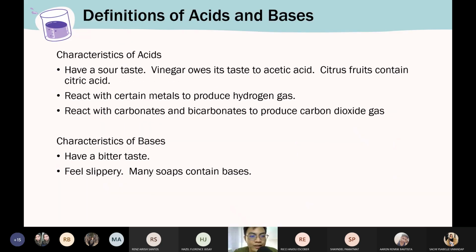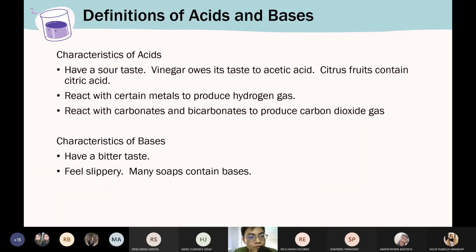So let's have a review of Gen Chem. Okay. Well, last year, you are familiar with this slide, right? Nasa PowerPoint to last semester. So, we said that acids are generally sour. Yung suka, maasim. Ano pa ba yung maasim? Yung citrus fruits natin, they are sour in taste, because of the acid that are in there. And also, we know that acid can react with metals to produce hydrogen gas and carbonates to produce carbon dioxide gas.